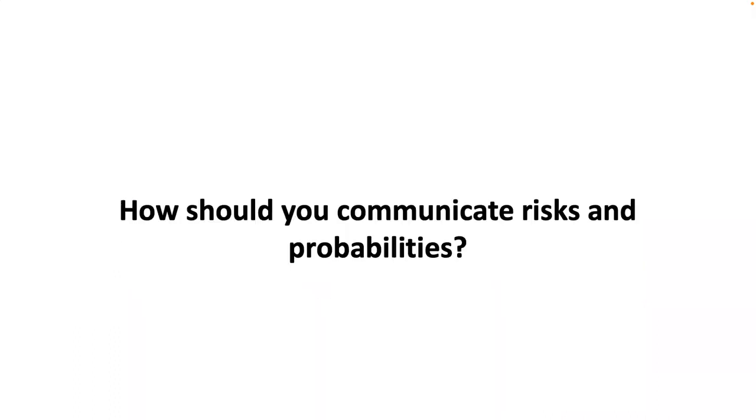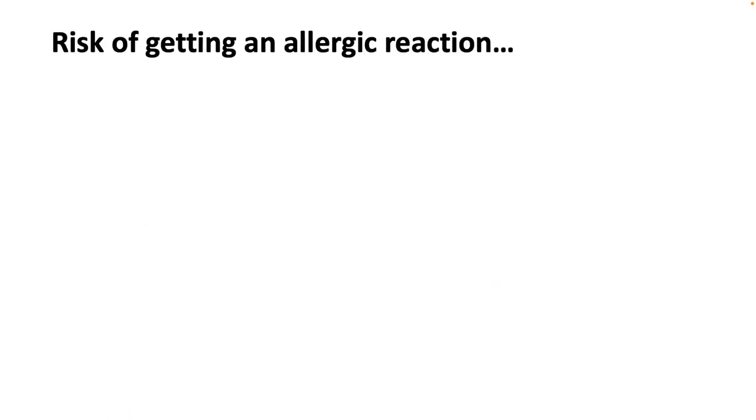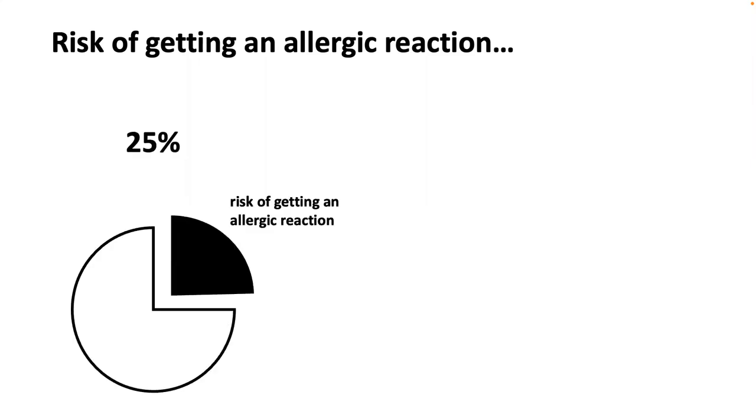How should you communicate risks and probabilities? Say you're trying out a new medicine. You want to know what the chances are that you will get an allergic reaction. What's the best way that information can be communicated to you so you can truly understand your risks and make an informed decision? I could show it to you via a number, or visualize it for you in a chart.